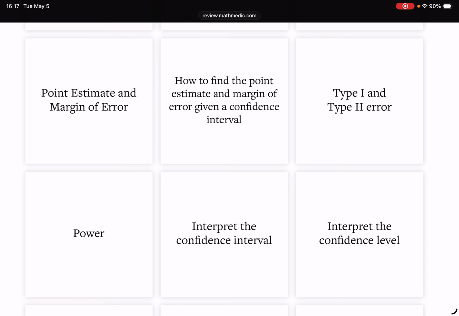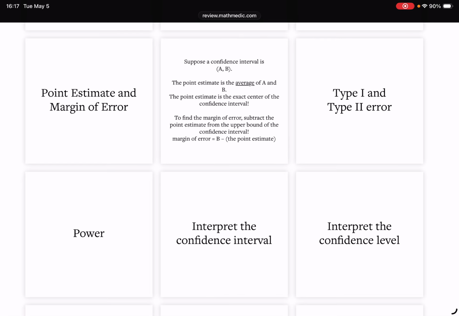How to find the point estimate and margin of error given a confidence interval. So it says, suppose the confidence interval is A, comma B. The point estimate is the average of A and B. So we would add A and B together and divide by 2. To find the margin of error, we subtract the point estimate from the upper bound. So once we find that average, we're going to subtract it from B, the upper bound, to find the margin of error. Very, very important, very common multiple choice.